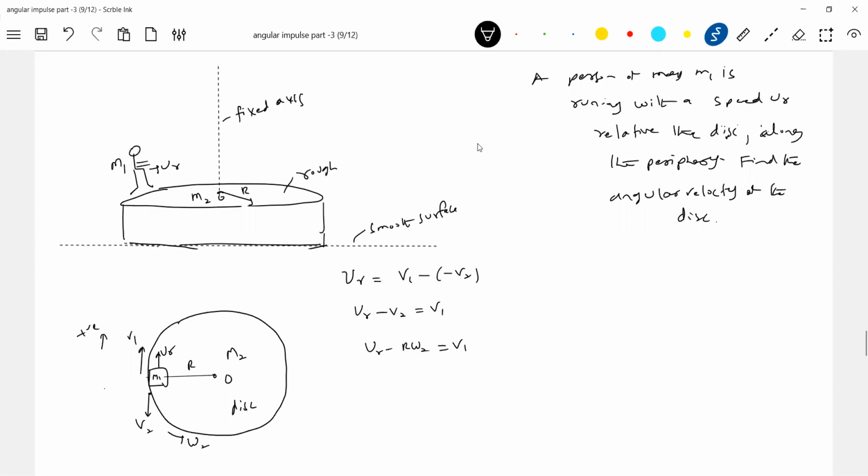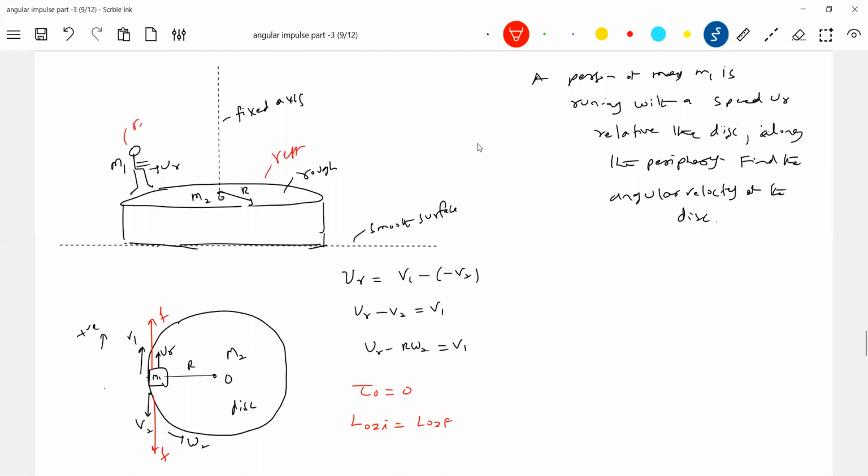Okay, what to write here now? Net torque will be 0, no? Because the friction on the person will act like this, and on the disk it will be like this. So net torque about O will be 0. Then applying conservation of angular momentum, L_O initial equals L_O final.